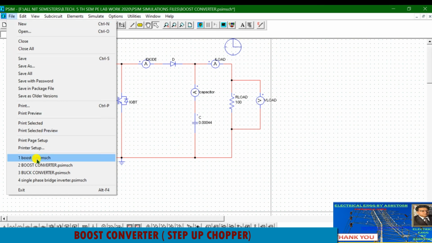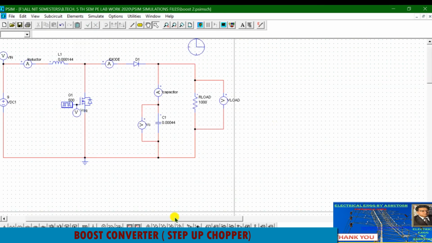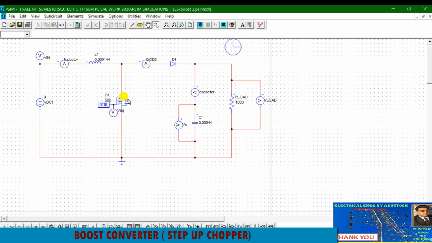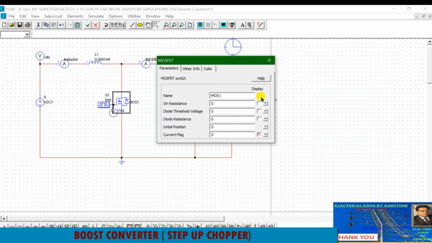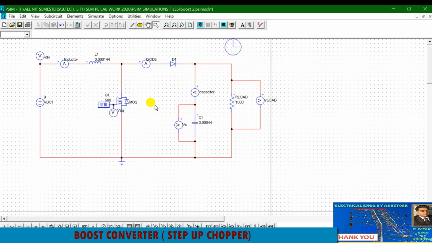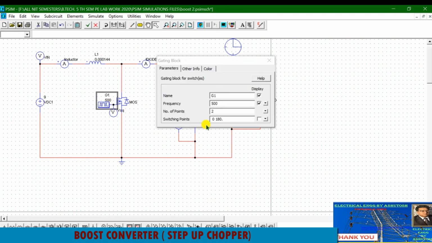So I am importing my second circuit. Okay, this is the second circuit. I have selected a MOSFET here. The IGBT was selected in the previous diagram, and you can redraw the circuit by using a MOSFET, because it is the fastest switch. So nowadays MOSFET is used. And now I have connected a gating block. I have set the frequency 500, and the switching points mean the conducting angle.